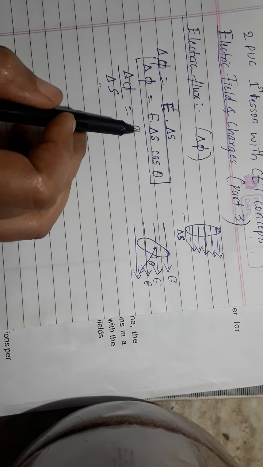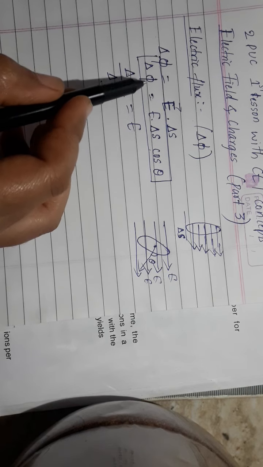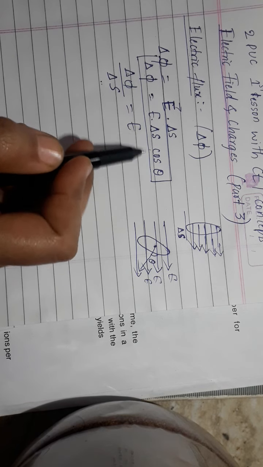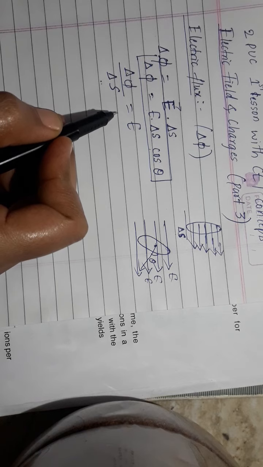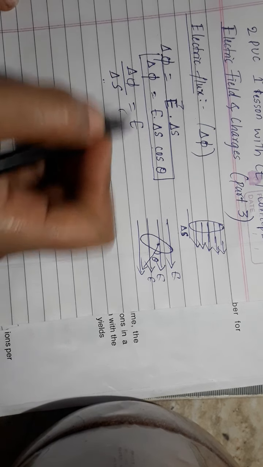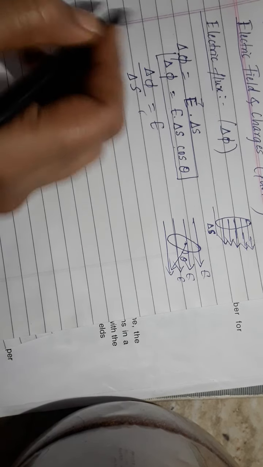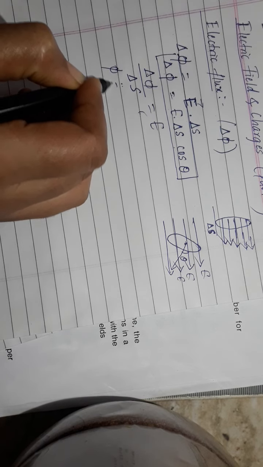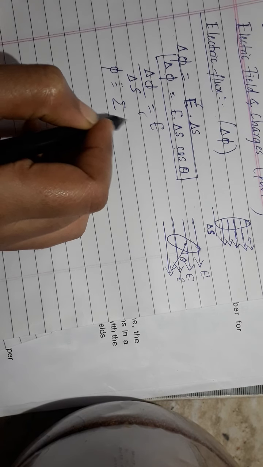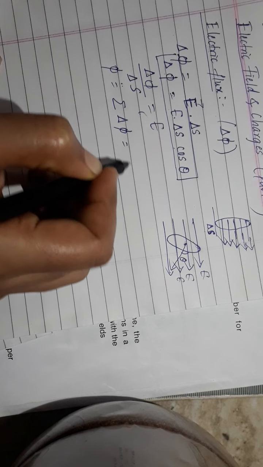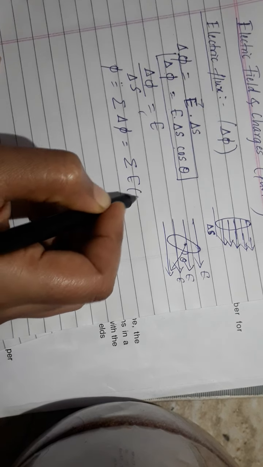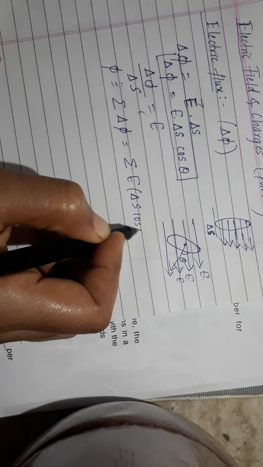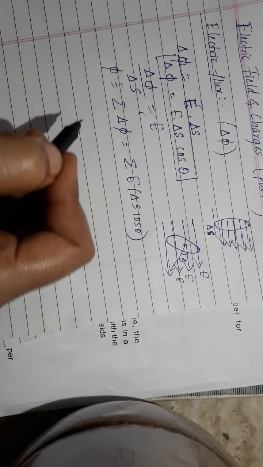In CET based questions also they can give two values and ask anything. So remember all this. The total electric flux through a larger surface area is a summation: flux psi equals the summation of delta psi through the large area, which is given by the summation of E into delta S cos theta. This is for the larger area.